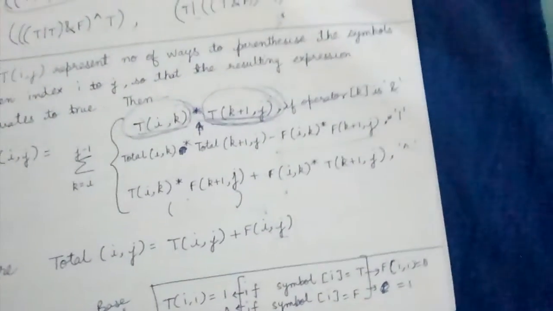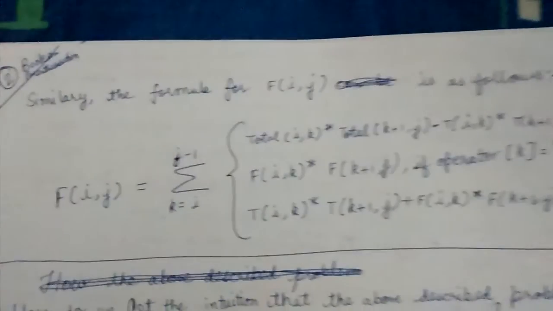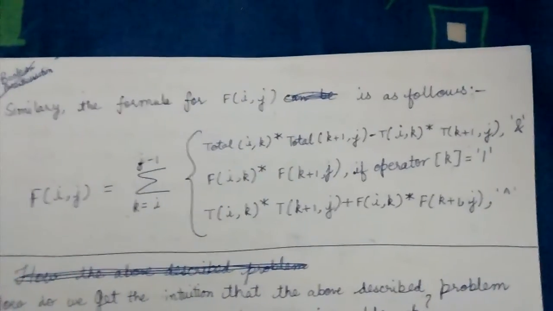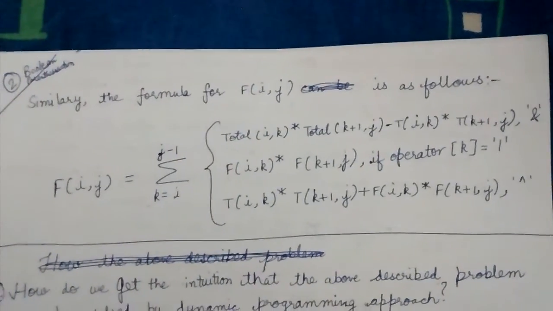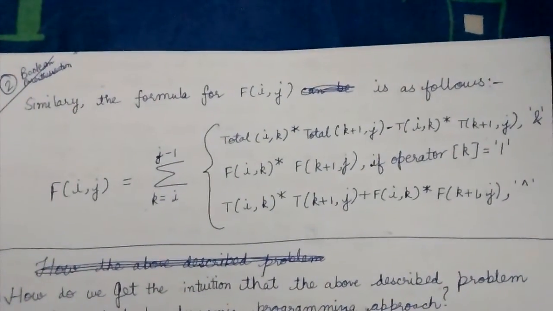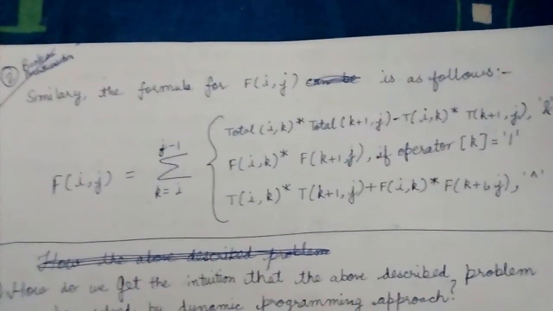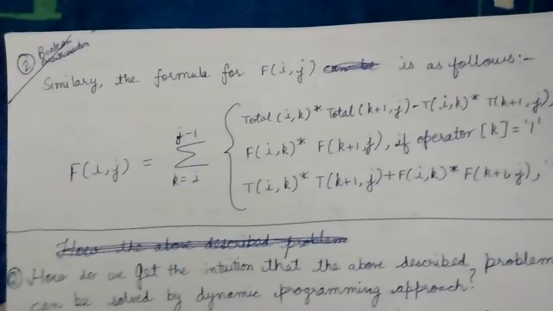So similarly we derive the formula for F[i][j], but you can just note it down after pausing the video. I think this is left as an exercise for the user because the video is getting too long. So we will discuss more about this problem in the next lecture.